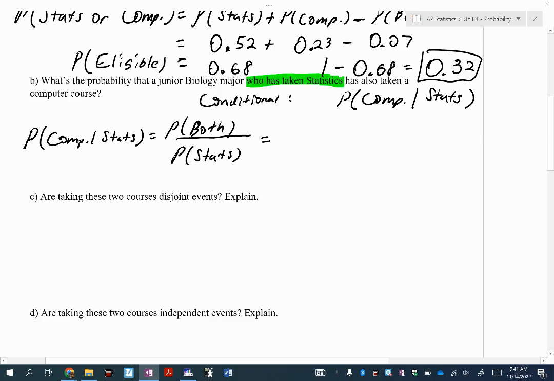Do we have these probabilities? Do we have both? The probability that the students have taken both? Yes, we have that one. Do we have the probability of stats? We do. So it's going to be 0.07 is both. And I believe stats was 0.52. Very good. So take a moment in your calculator to find this answer.